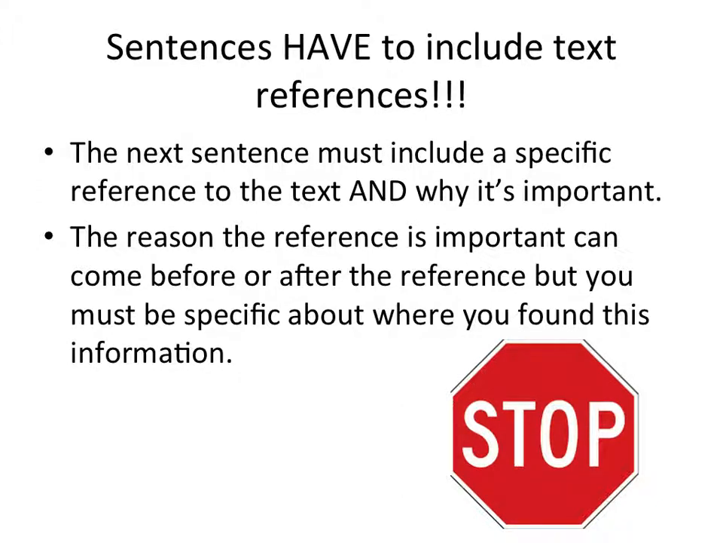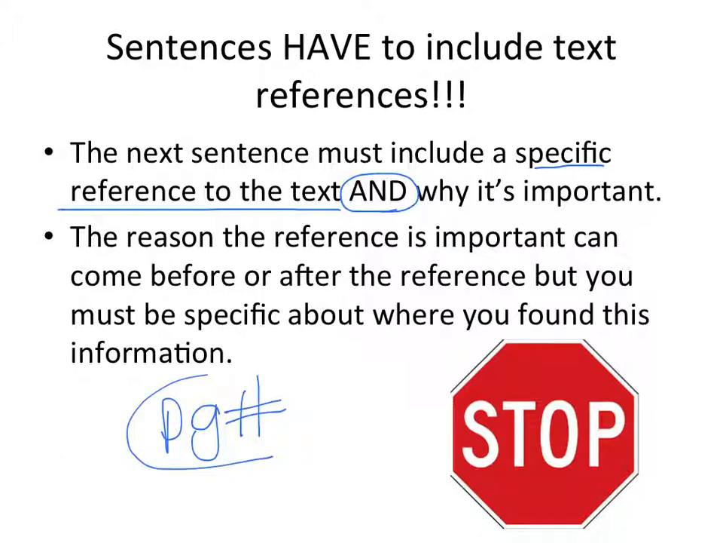Now we've got our main idea paragraph. Our readers know what this paragraph is going to be about. Now we're going to need to include a specific reference to the text and why it's important. Now, we need to reference somewhere in the text. We don't have to do it for every single sentence. We definitely do not need to include page numbers if we're talking about a huge essay. It sounds so boring. So what we're going to do is use the reference probably in the beginning. Let's look at an example.